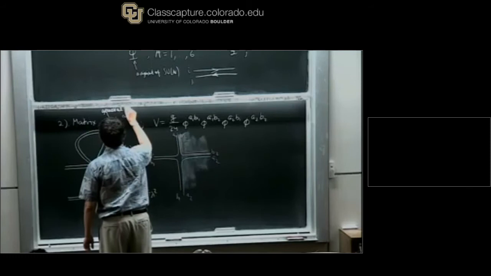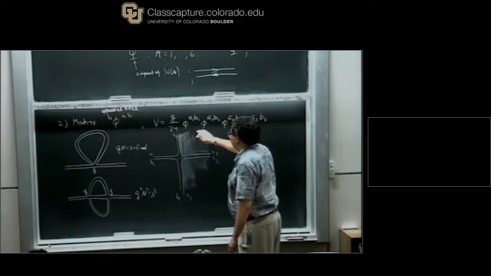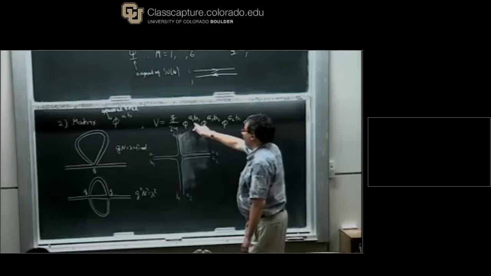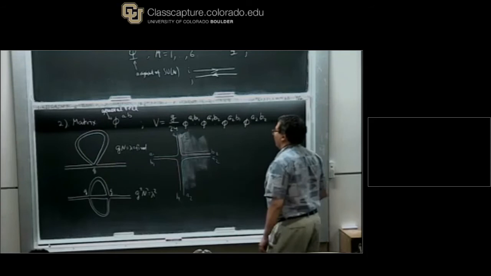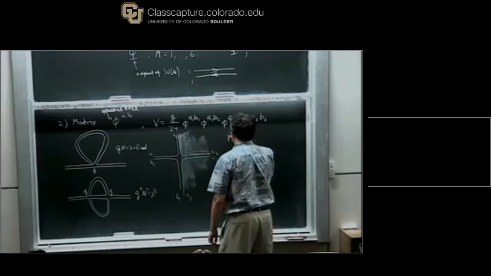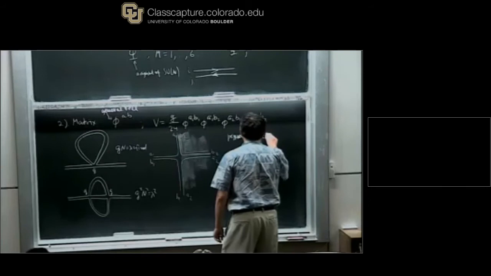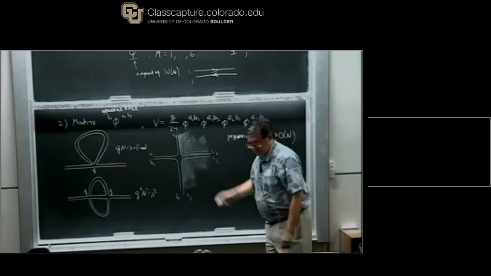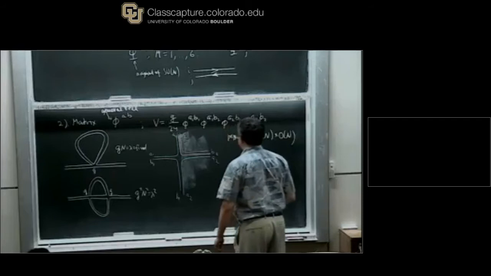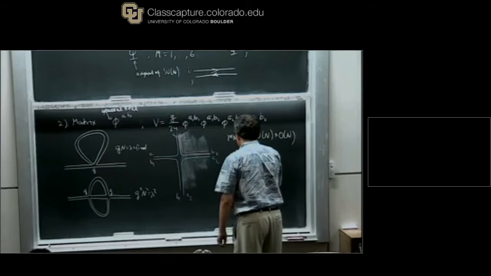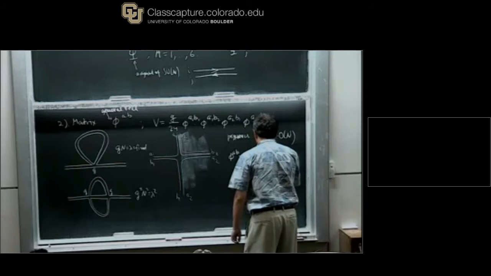Okay, and the interaction is constructed like this. It's written with this index structure: phi A1B1, phi A1B2, phi A2B1, phi A2B2. And notice that this interaction preserves actually O(N) cross O(N) symmetry, with the first O(N) acting on the first index and the second O(N) acting on the second index. So the transformation will be like phi AB goes into M1 AA' M2 BB' phi A'B'.